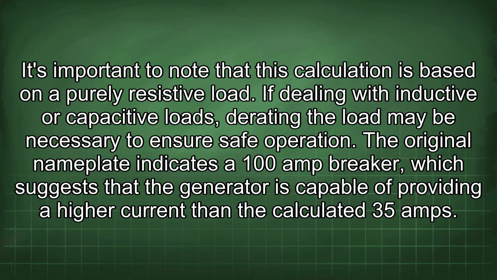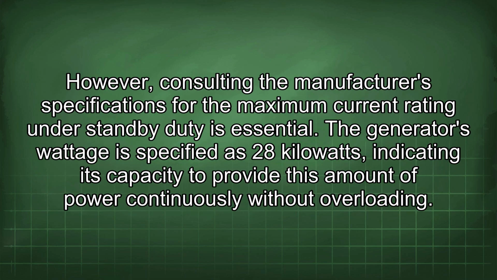The original nameplate indicates a 100 amp breaker, which suggests that the generator is capable of providing a higher current than the calculated 35 amps. However, consulting the manufacturer's specifications for the maximum current rating under standby duty is essential. The generator's wattage is specified as 28 kilowatts, indicating its capacity to provide this amount of power continuously without overloading.